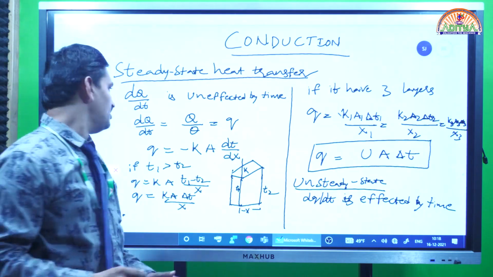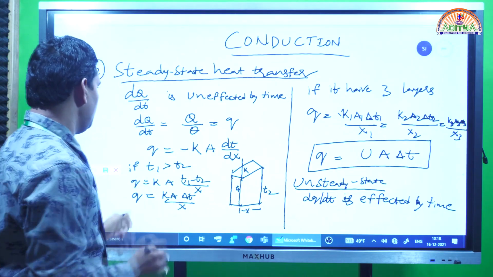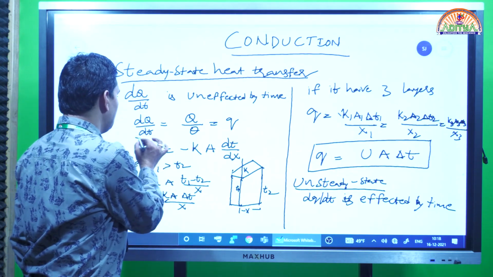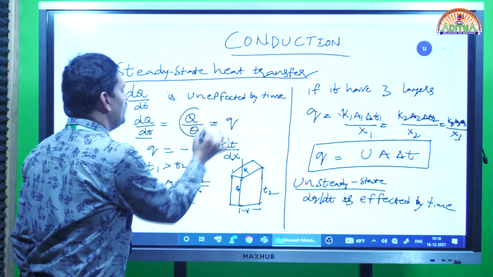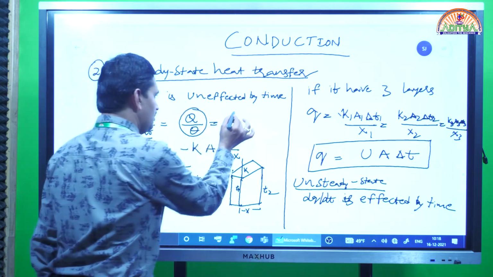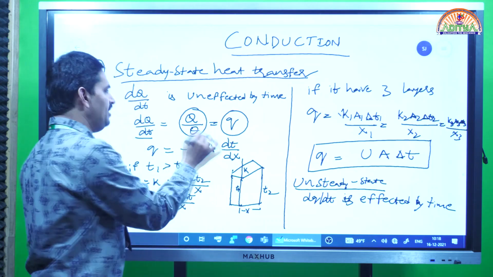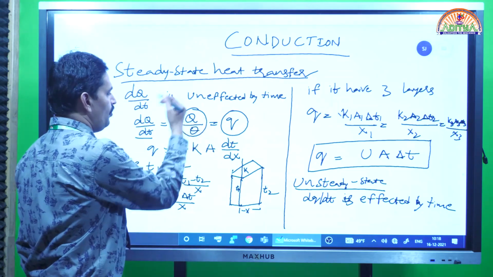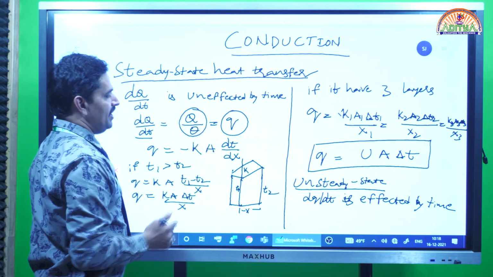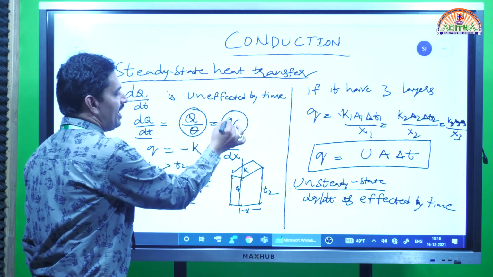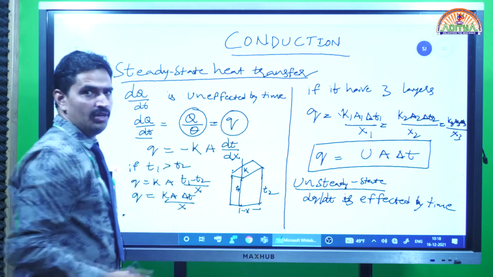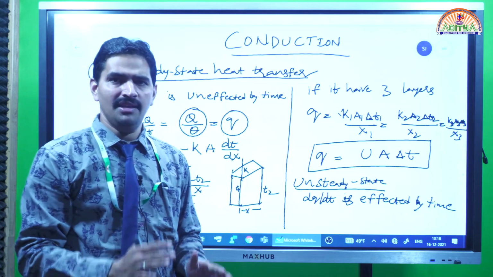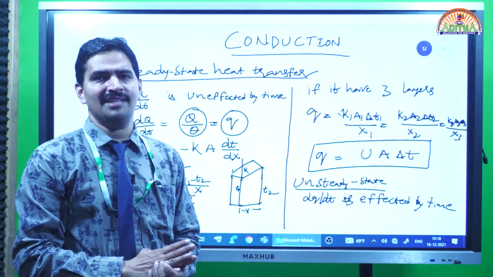Let us discuss the equation, where dq by dt is termed as q by theta or small q. So when we write in Fourier's law equation q by theta as well as small q instead of dq by dt, it means the heat transfer follows steady state heat transfer.